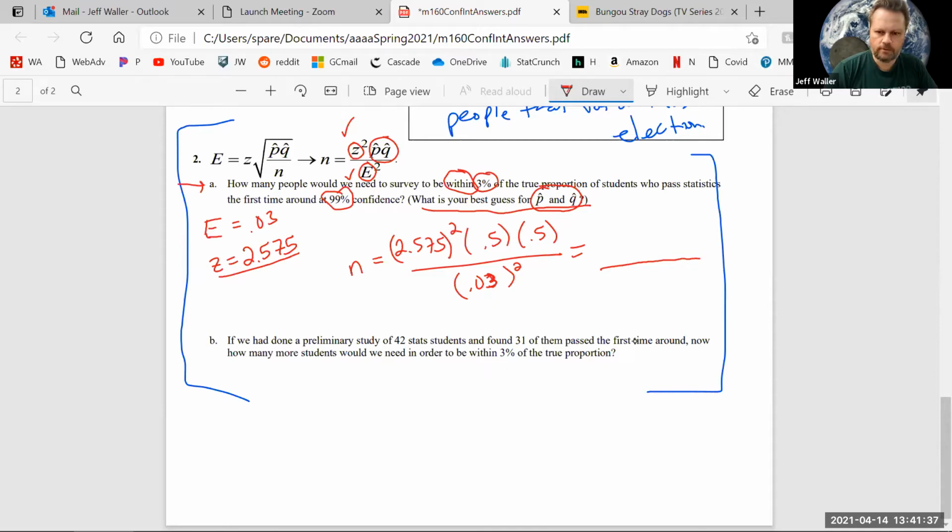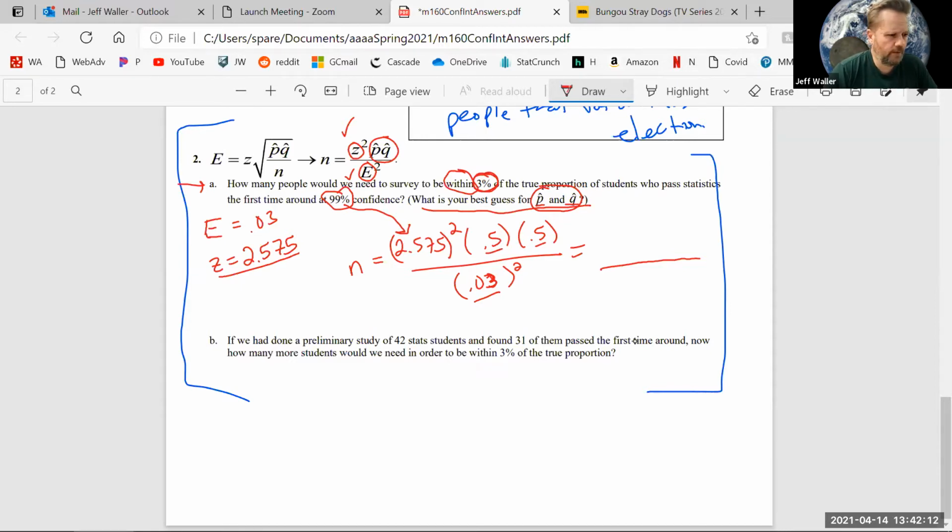Does anyone think they have the answer? Real quick, where did all this stuff come from? That's how confident I want to be. That led to that z-score. That's what I want to be within. That's the error. I don't know what these are, so I guess 50-50. So that's where all that stuff came from.